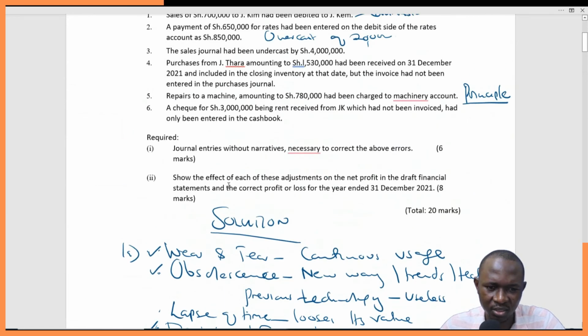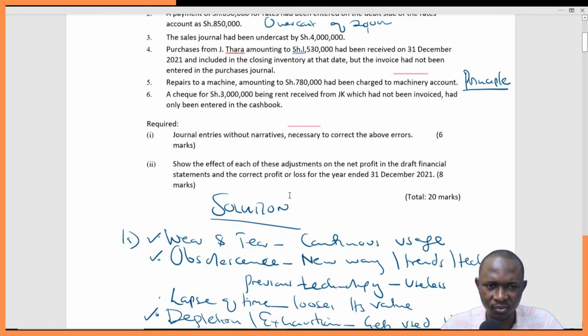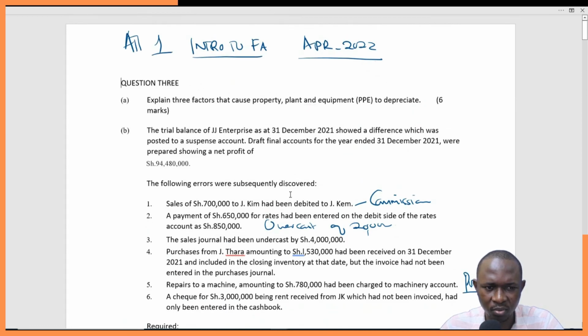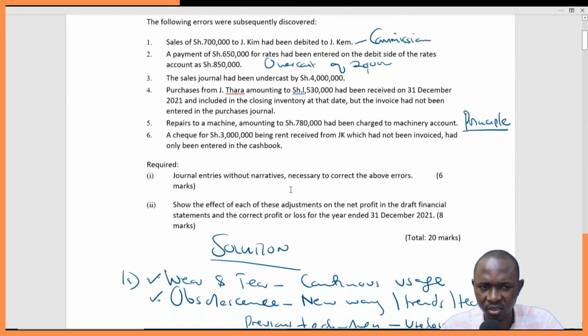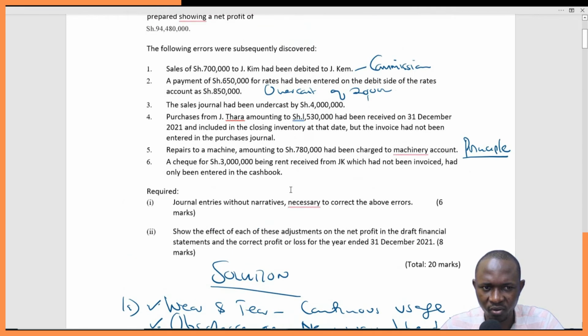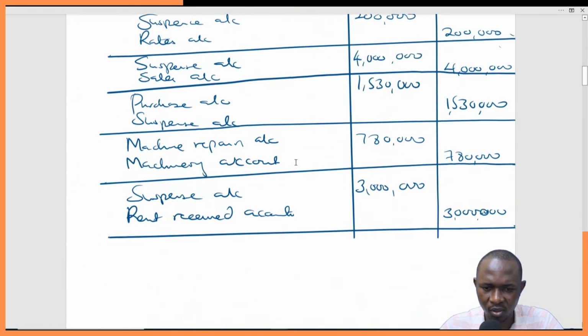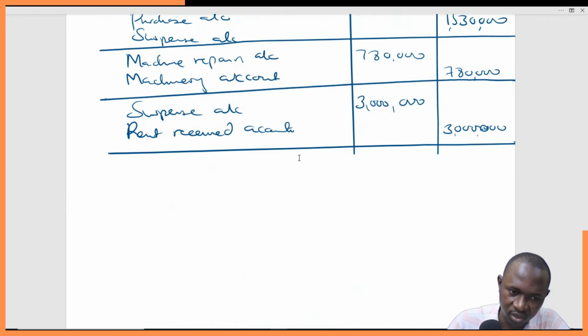So what is remaining is to show the effect of each of these adjustments on the net profit in the draft financial statements and the correct profit or loss for the year ended that. So we are supposed to show the net profit is 94,480. We'll come here and say net profit is 94,480.